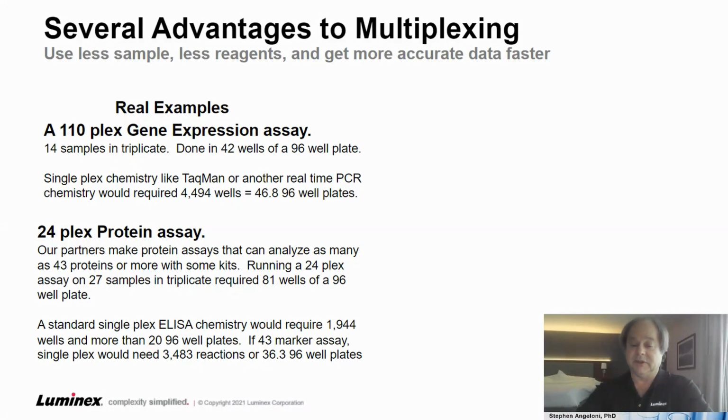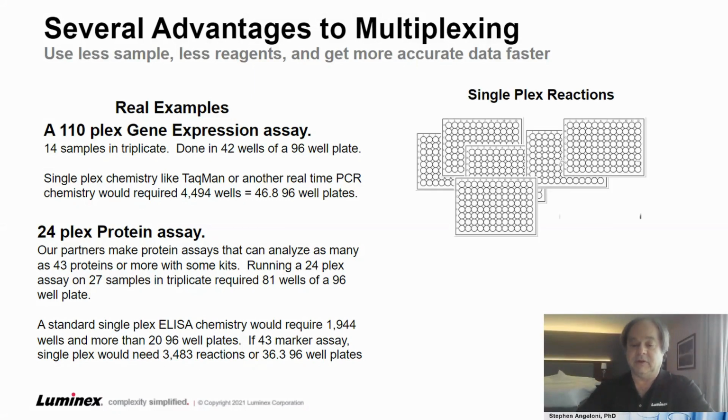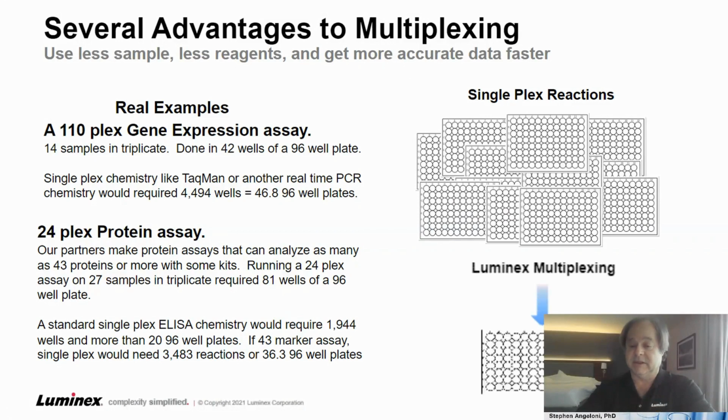But if you did this with a single-plex ELISA, the 24-plex alone would have been almost 2,000 reactions, which is a little more than 20 plates. And if you bump that up to 43 markers, you would then be in the realm of almost 3,500 reactions and a little over 36 96-well plates. So with this platform, whether you're doing a proteomic or genomic assay, you can literally go from something like this, where you're running dozens of plates, to now having everything here in one plate.